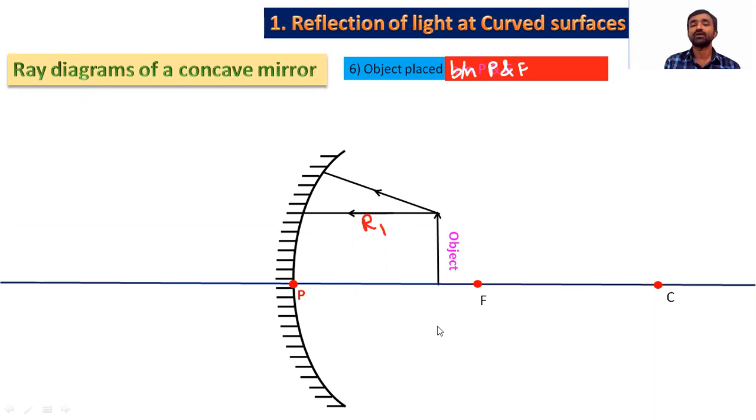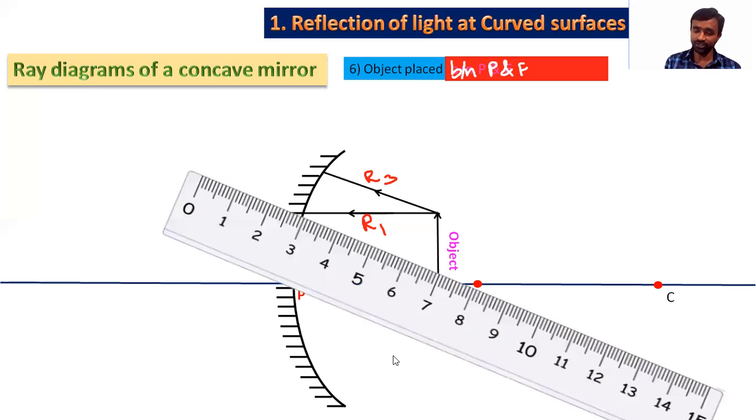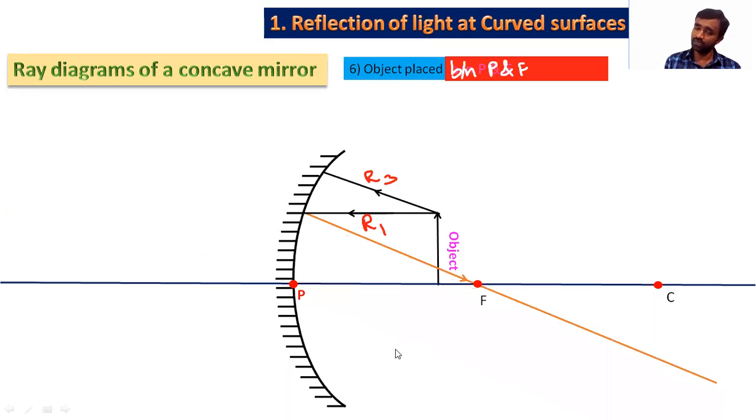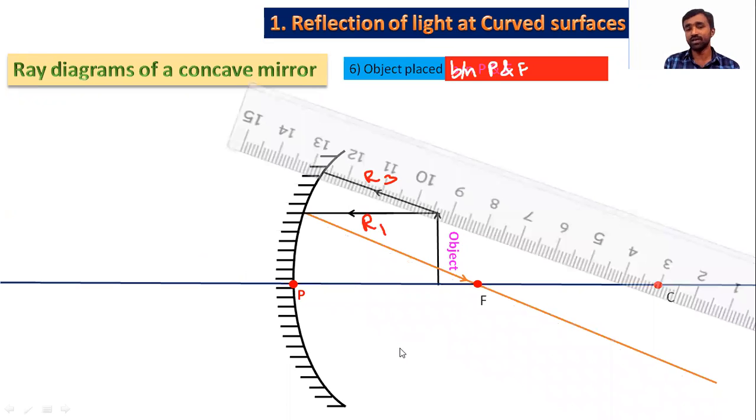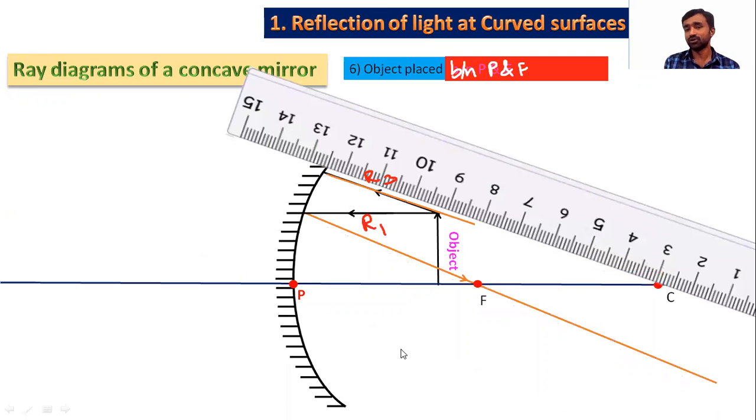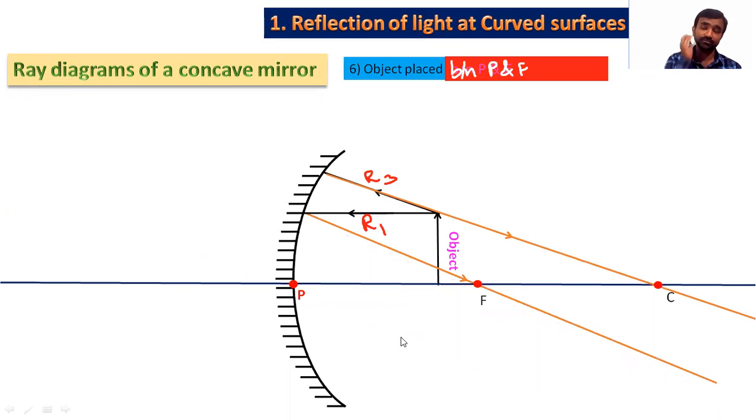Then what to do? Complete the reflected rays from the point of incidence, right? First we will go for R1. What is the behavior of R1? After reflection, it passes through the focus. So connect the point of incidence and the focus. Then complete the reflected light ray. Then R3: connect that R3 and the center of curvature as you see here. Then draw the reflected light ray. So is it clear how to draw?